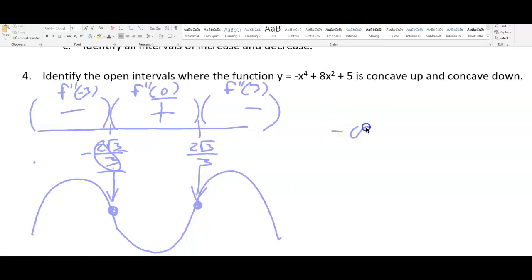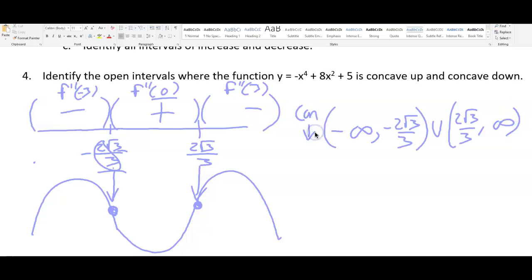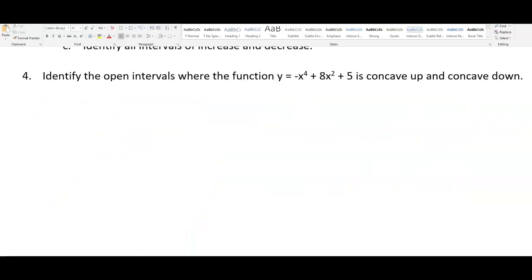We would say from negative infinity up to negative 2 radical 3 over 3, as well as from 2 radical 3 over 3 to positive infinity. Those are concave down intervals. Whereas the concave up interval would be the one between negative 2 radical 3 over 3 to positive 2 radical 3 over 3. Okay? So that's our final result there. All right, moving on to number 5.